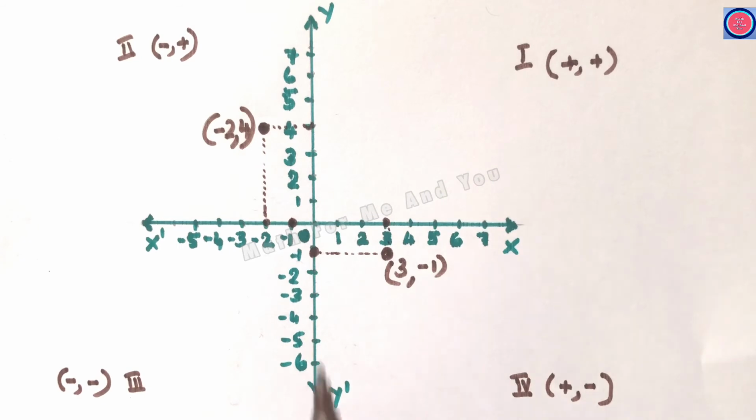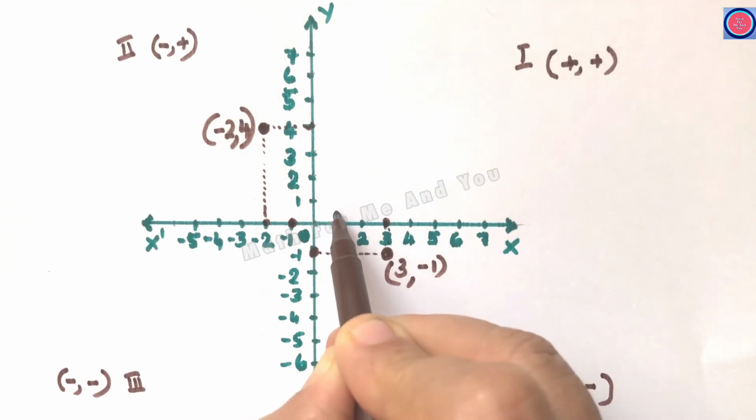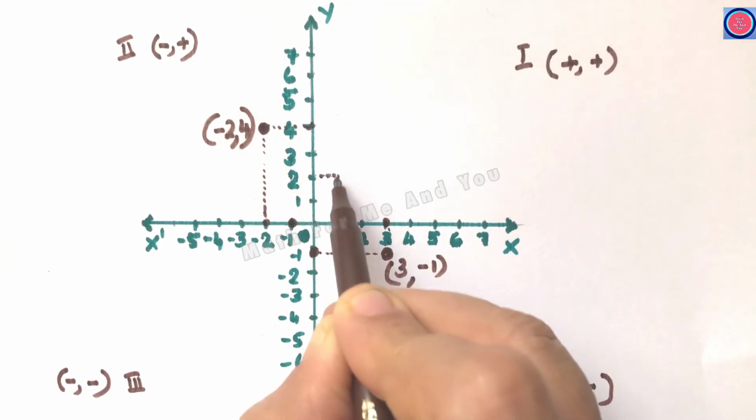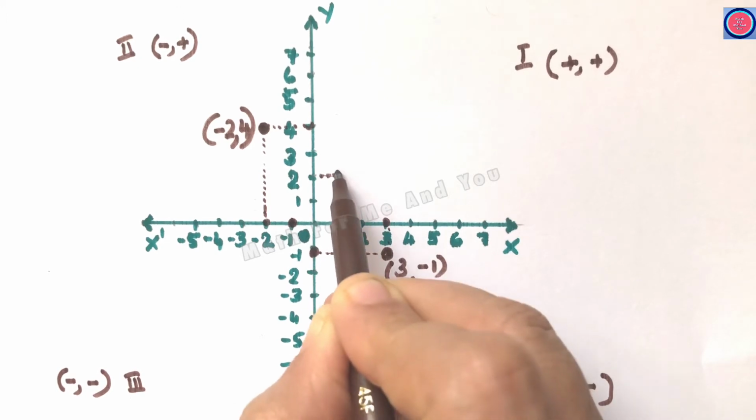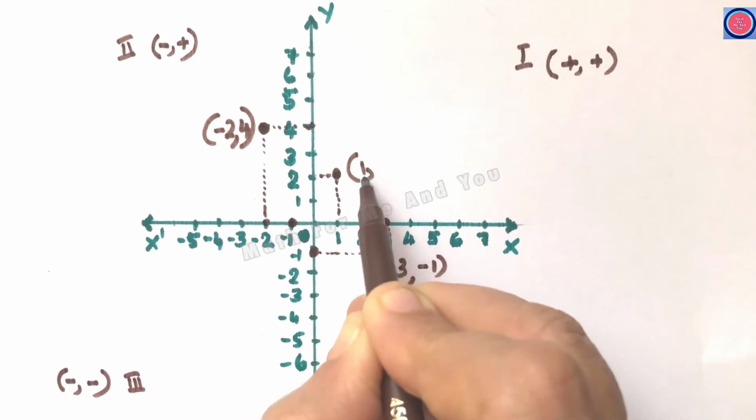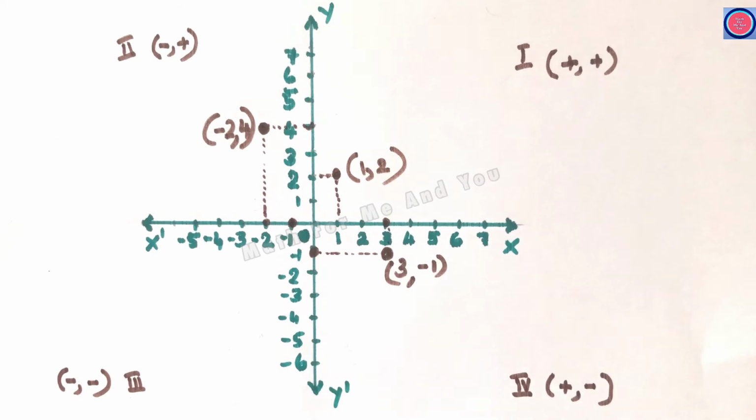So on the x-axis we will mark 1. Draw perpendicular from 1 and y number is 2. Draw perpendicular from 2. Look at the meeting point. It belongs to the first quadrant. So (1, 2) is a point on the first quadrant.